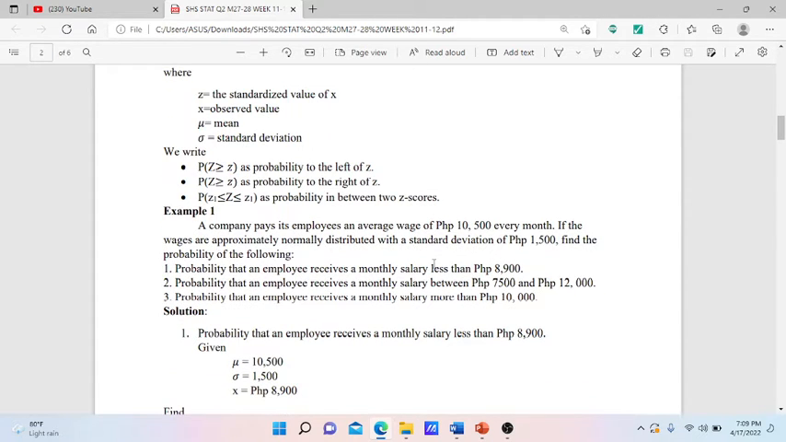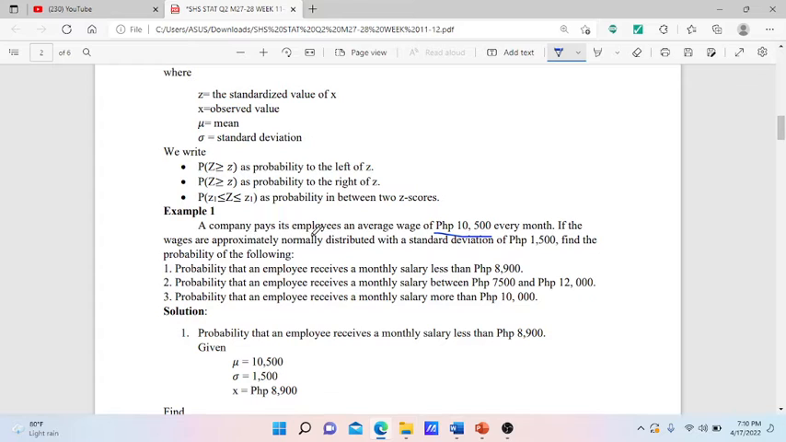Okay, students, in example number 1, we have a given problem here. As you observe in this example, the average, or our mean, is already given. Take note, the average is always your middle, or your midpoint, in your graph, in your normal distribution, the bell shape.